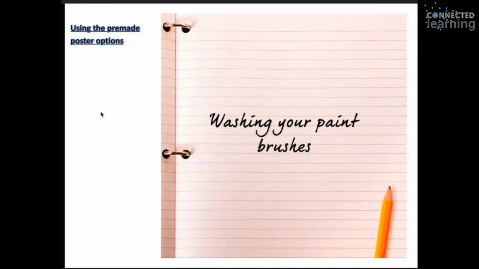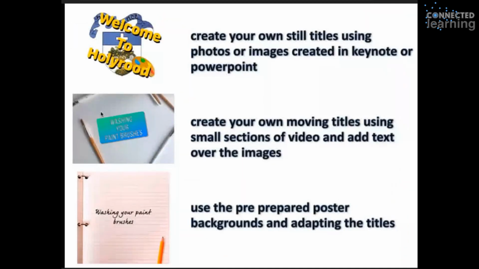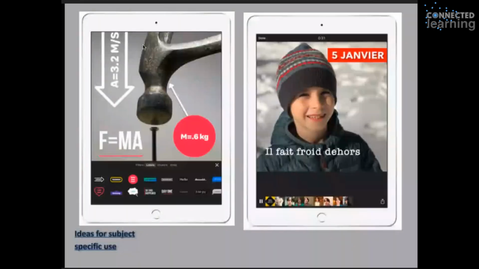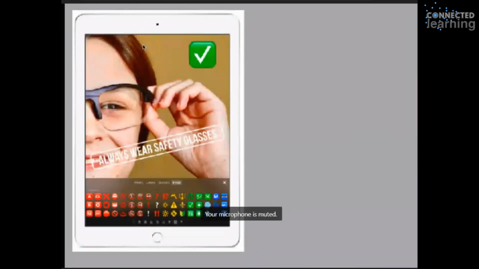So far there, we've covered creating your own still titles using photos or images, and creating your own moving titles using small sections of video and adding text over the top, or using the pre-prepared poster backgrounds and then adapting the lettering that's on them. So over on the Apple Teacher website, there's some lovely examples of how clips can be used to explain learning in a more subject-specific way. So there's a couple there, and a nice one there. So definitely go and have a wee look at some of the suggestions that they have over there.